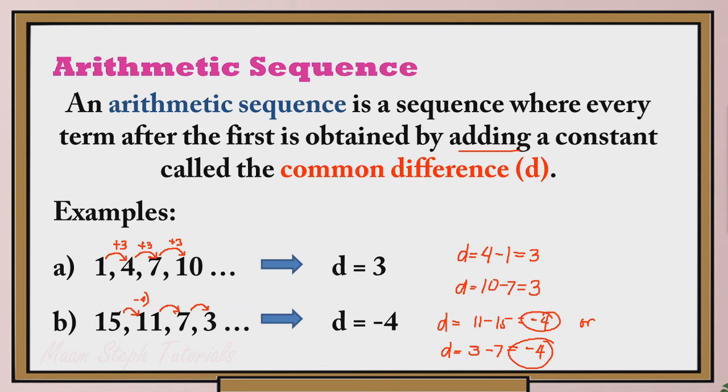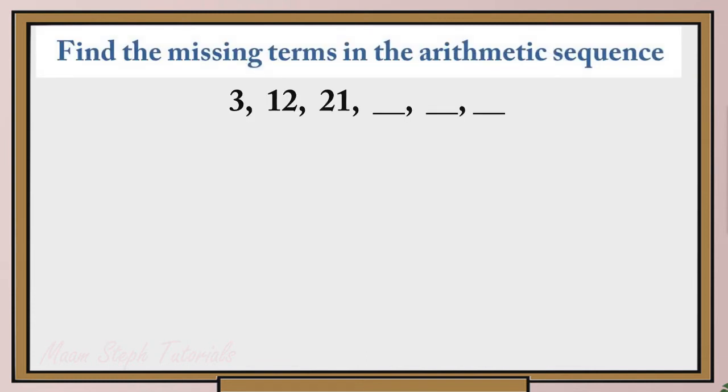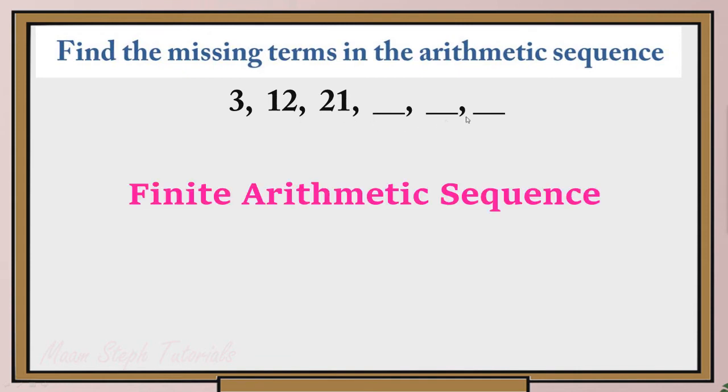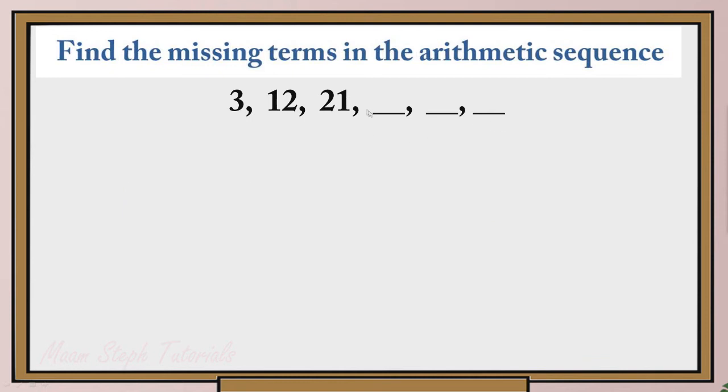Now let's answer some problems involving arithmetic sequence. Let's say, for example, we are to find the missing term in this arithmetic sequence. So, given na sa problem natin that this is an arithmetic sequence. Pero, after ng 21, kailangan nating makuha ang tatlong terms dito. And this sequence is an example of a finite arithmetic sequence. Bakit finite? Kasi wala tayong nakikitang tatlong dots dito. Kaya, ang sequence na to ay hanggang dito lang. So, hanggang 6 na terms lang ang sequence na to.